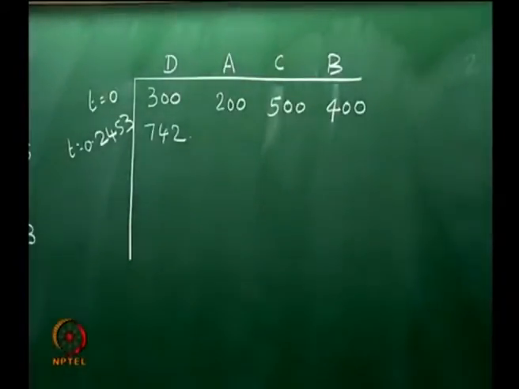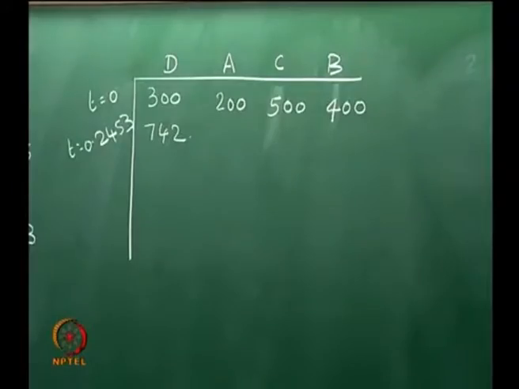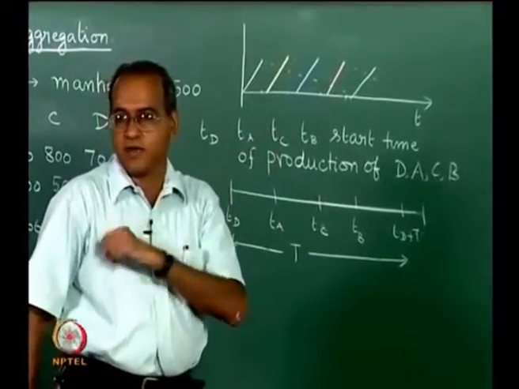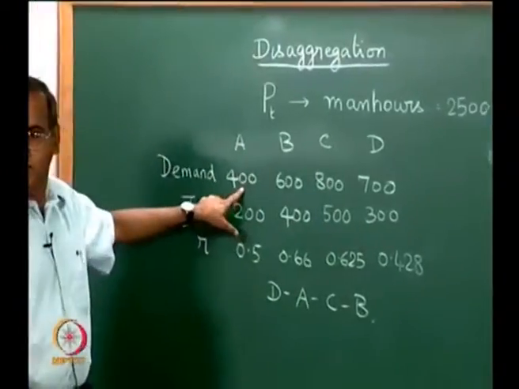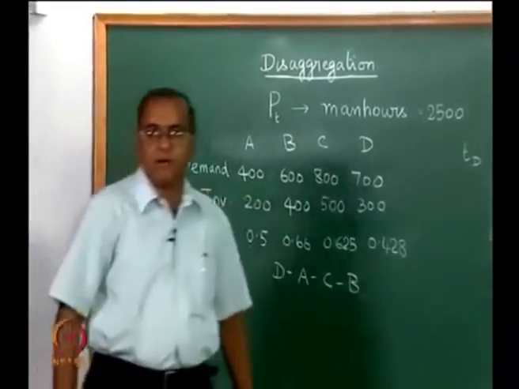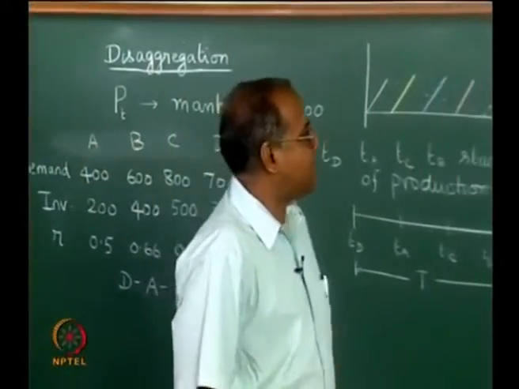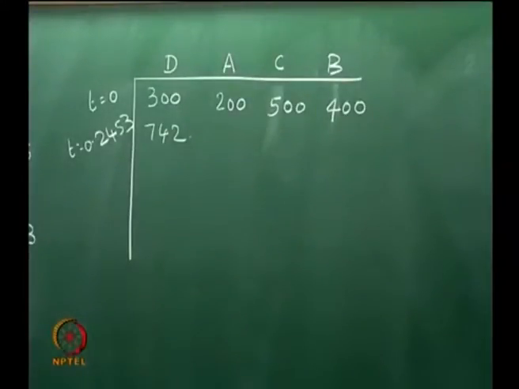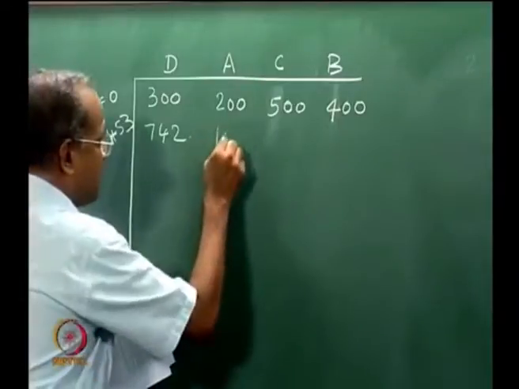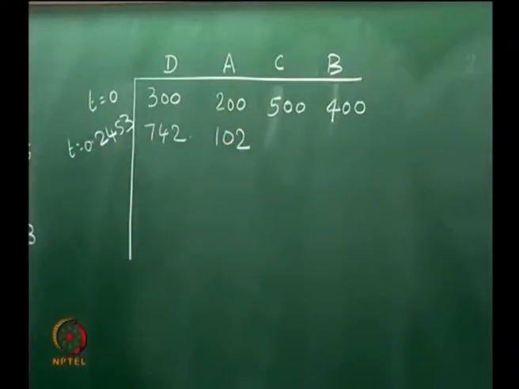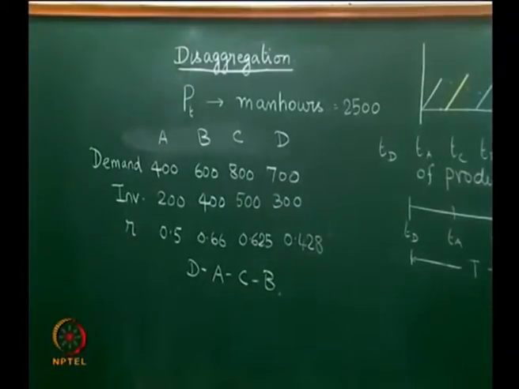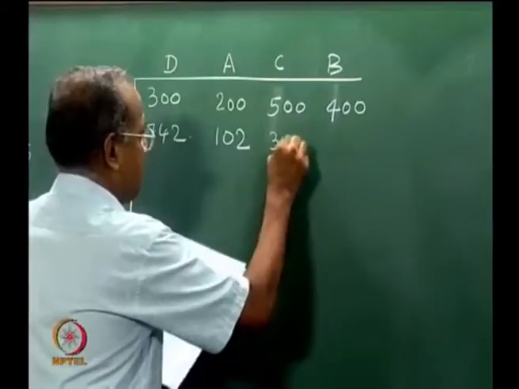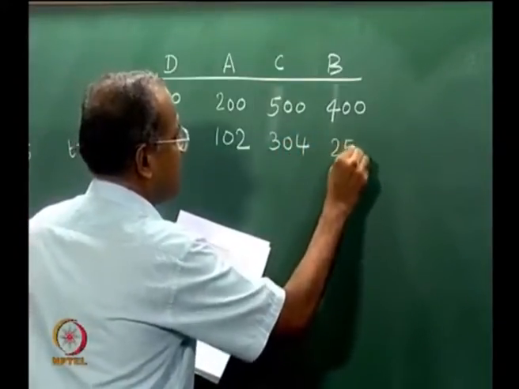Now, during this 0.2453 months, we are not producing A, we are only consuming A out of the 200 that we have. So, we would have consumed 0.2453 into 400, which is roughly about 100, and so the inventory on hand will be about 100. So, this is 102 on simplification. Similarly, we consume only C, so the inventory will be 500 minus 0.2453 into 800, which will be roughly of the order of 300, and the value is 304. And the last one can be calculated as 253.